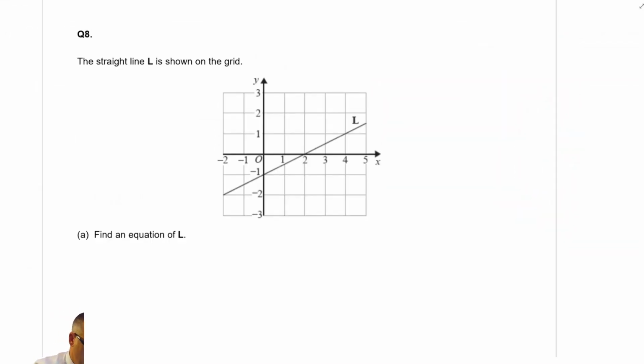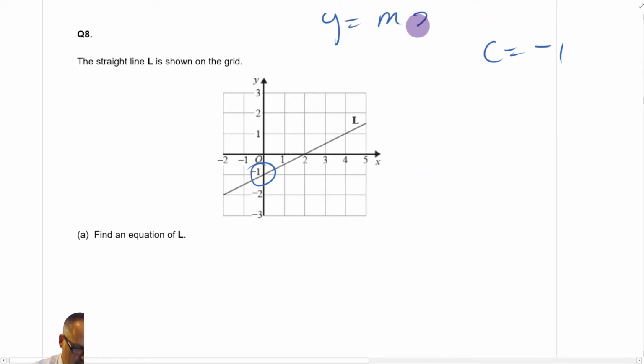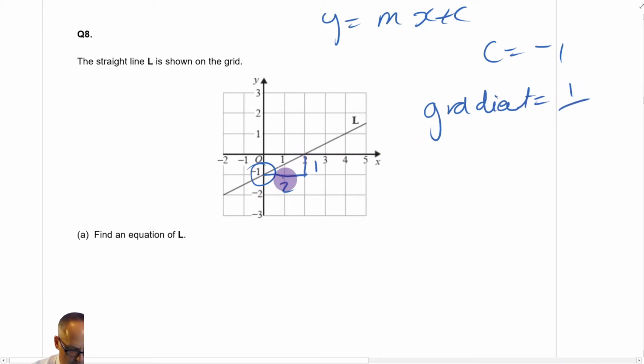So we want to find an equation for this line. We know it crosses the y-axis at minus 1. So c equals minus 1 in y equals mx plus c. The gradient: we go along 2 and we go up 1. So the gradient equals the change in y over the change in x. Our change in y is 1 over our change in x, which is 2. So it's a half. So y will equal a half x minus 1.